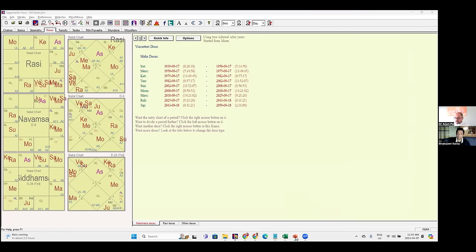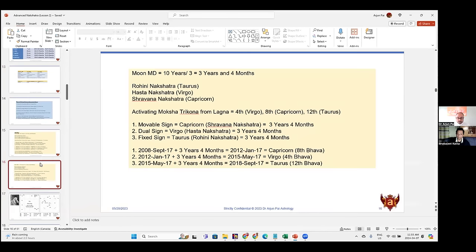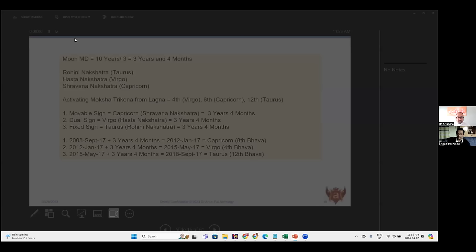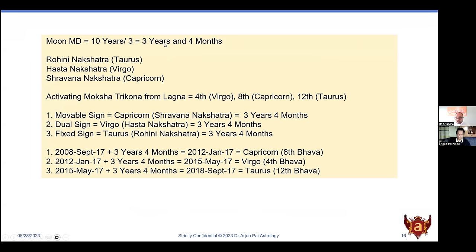Let us see what is happening for him in the Moon Mahadasha. I have given you something more simplified for the viewers. Moon Mahadasha, 10 years, 3 years 4 months each: Rohini, Hasta, Shravana, Taurus, Virgo, Capricorn, activating the moksha trikona from the Lagna: 4th, 8th and 12th house. First movable sign Capricorn will be active from 2008 September to 2012 September. Capricorn, 8th house. A lot of transformations must have happened.